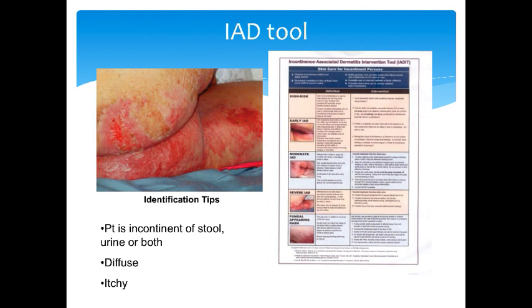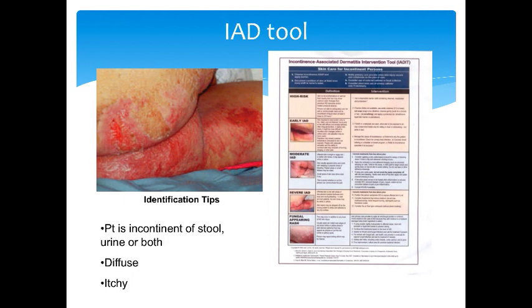Okay, so this is an IAD tool, and you can just get this online if you like. It's by, I think her name is Jenkins. But this is a tool that is used to identify the different classes of IAD. So as you can see, this patient has a way worse condition versus this last slide I showed you, right?